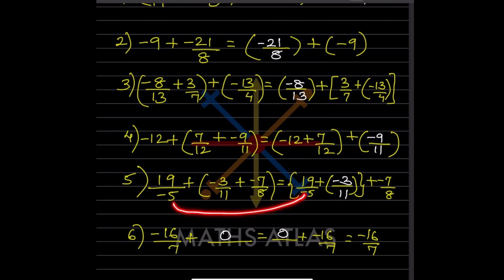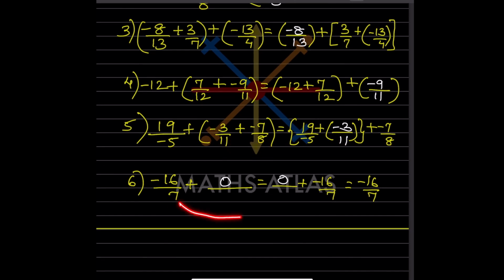So again, this and this is the same. This is the same. So what remains here is minus 3 by 11. This is the same. So what you have to write here? Here actually the answer should be minus 16 by 17. So here we already have minus 16 by 17. So just we have to put 0. There is no other number we can put over here. So here also should be 0, here also should be 0. Minus 16 by 7 plus 0 is equal to 0 plus minus 16 by 7 is equal to minus 16 by 7.